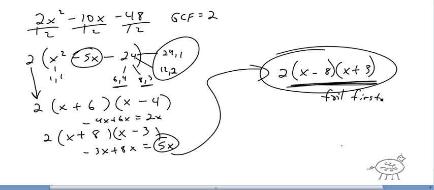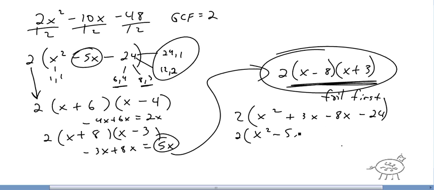FOIL first. Don't multiply things by 2. Okay, FOIL first. So if I do that, I get x squared plus 3x minus 8x minus 24. So I combine my middle terms, so I get minus 5x minus 24.